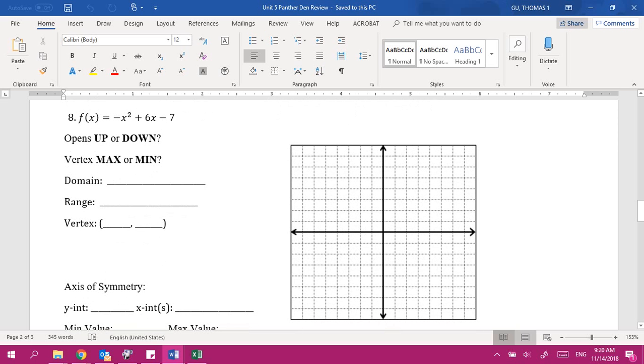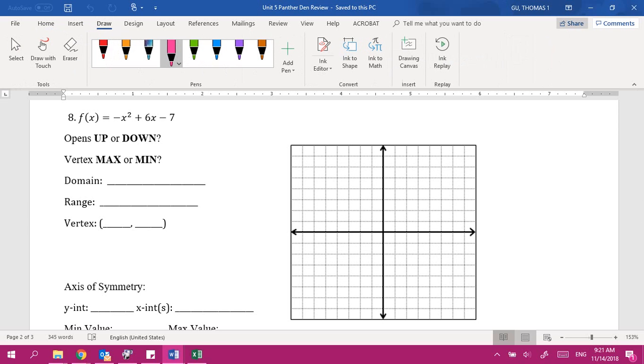You should be able to tell if it opens up or down. How can you tell that? The negative in the front. It's the A value, right? Because remember, we can identify A, B, and C. Let's do that real quick.